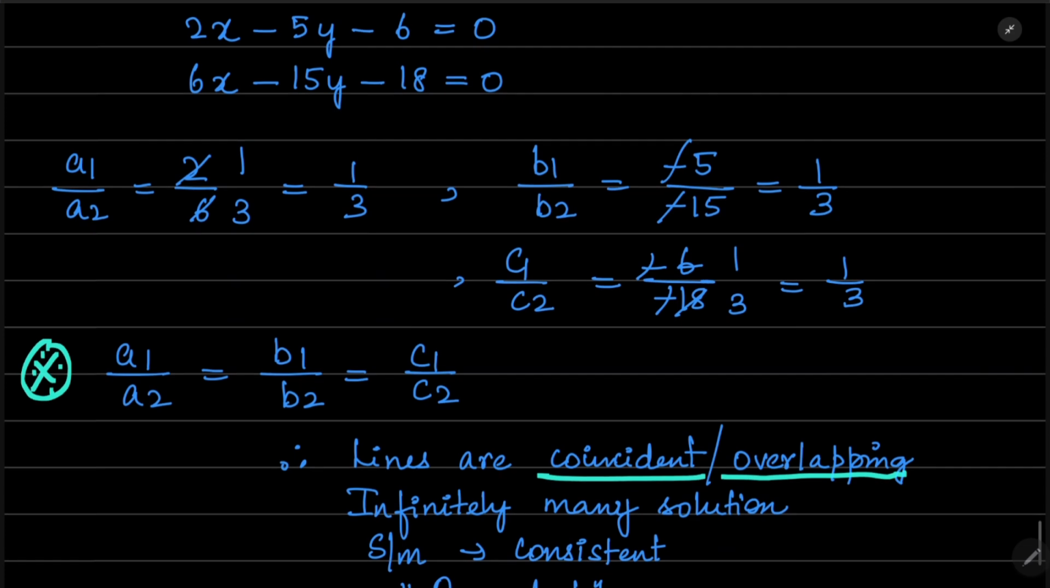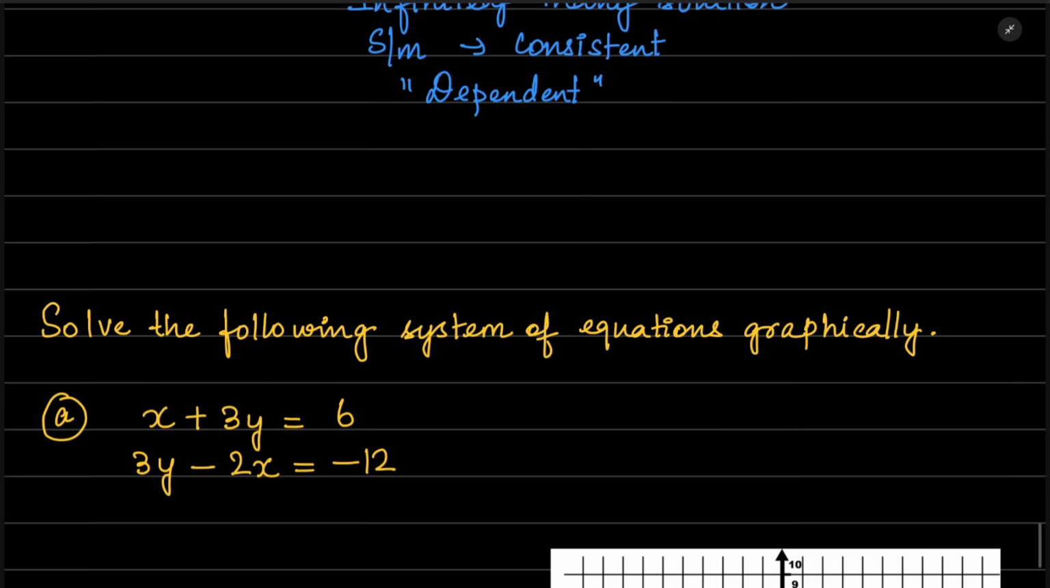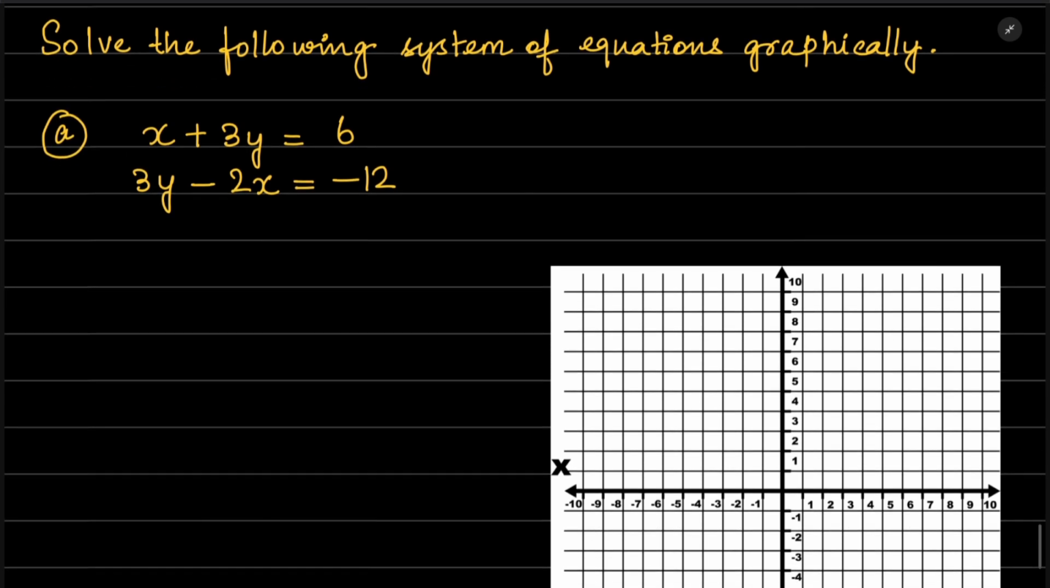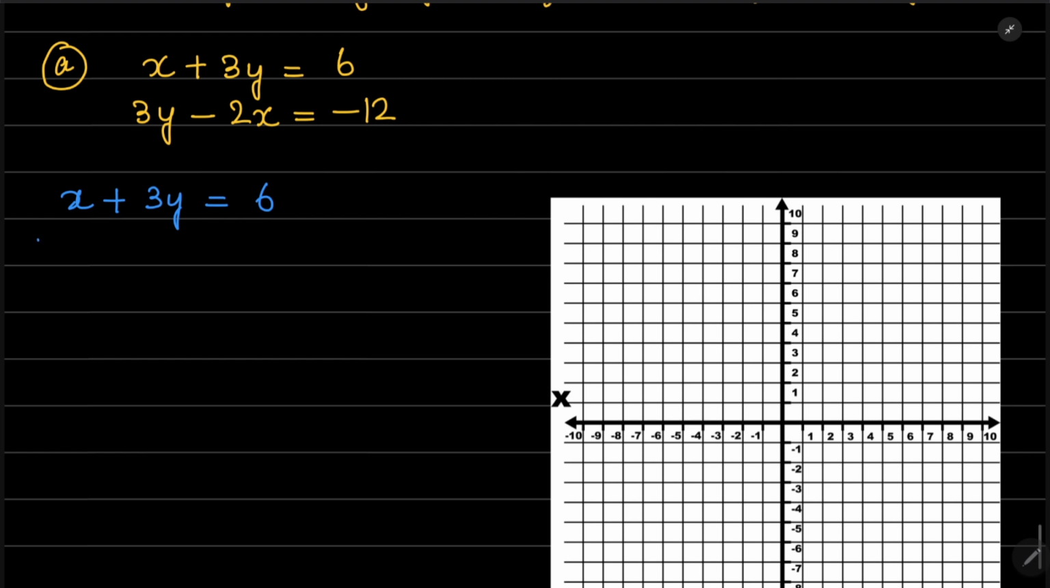Okay. Now, let us move on to the next question, wherein we have to solve a system of equations graphically. So here the first question is x plus 3y equal to 6, 3y minus 2x equal to minus 12. It's very, very easy. Let's take the first equation, x plus 3y equal to 6. Let's take various values of x and identify y. So if x is equal to 0, then 0 plus 3y equal to 6, which means 3y equal to 6. That means y is equal to 2.